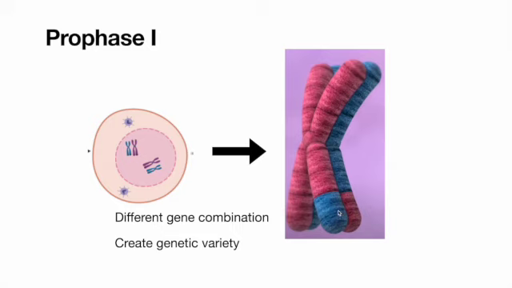important process called crossing over, where you can see the different colors of the chromatids are not the same. And this creates different gene combinations and also a large genetic variety.